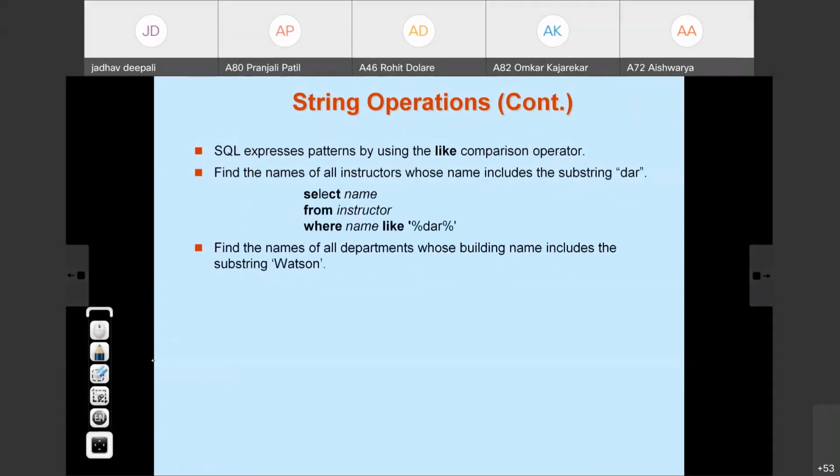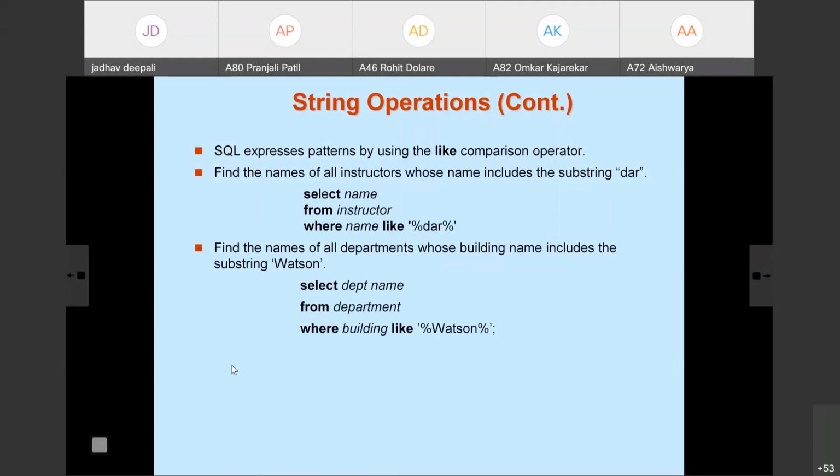Suppose we want to find the names of all departments whose building name includes the substring Watson. So: select dept_name from department where building like '%Watson%'. That is about the simple string operations.